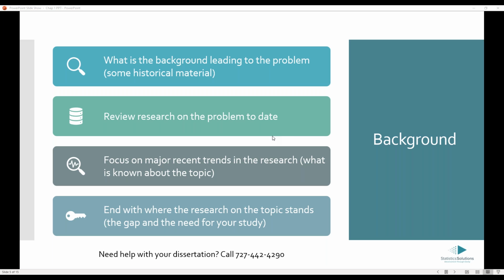Okay, review the research on the problem to date. Again, not an in-depth review, but enough to give the reader a sense of the bigger picture. Focus on major recent trends in the research, what is known about the topic, what research has been conducted on the topic, and that will help to frame and highlight what we still don't know, what we still need to know, and hence the need for your study. That's where your study will come in. So it funnels down to the specifics of what your study is going to be about.